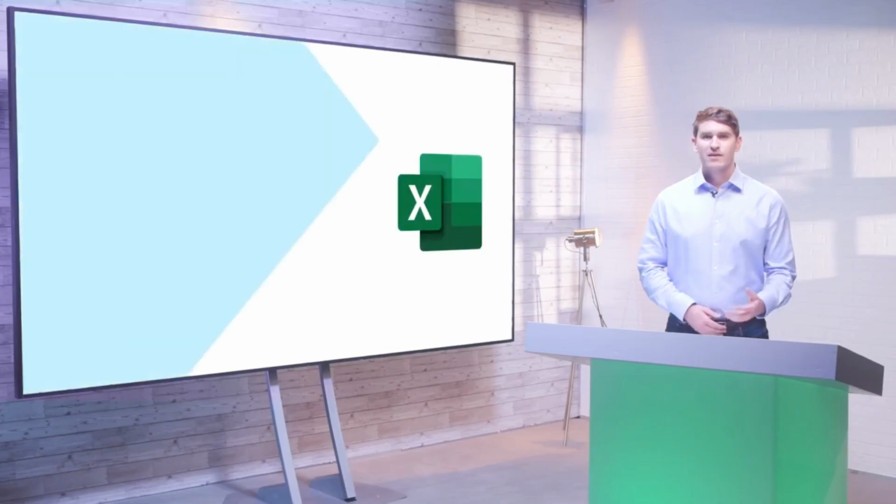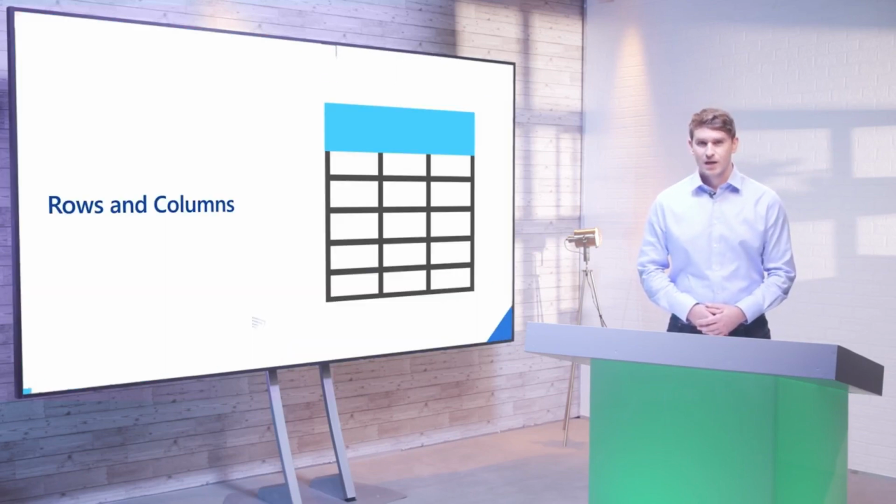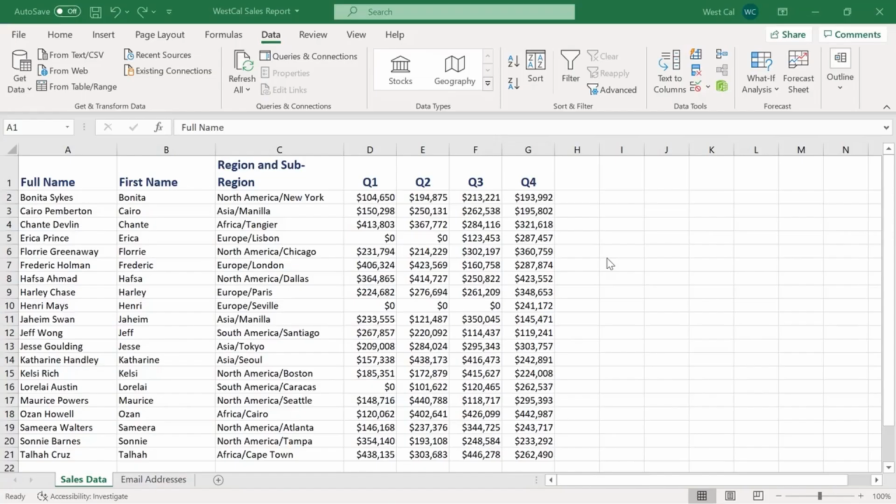The next level of working with data in Excel is modifying entire rows and columns. Excel provides plenty of features for controlling and editing rows and columns in a worksheet. Let's take a look at some of the functionality available. To insert a new column, click on a cell in the column to the right of where you want the new column to appear. Or to insert a new row, click on a cell in the row below where you want the new one to appear.